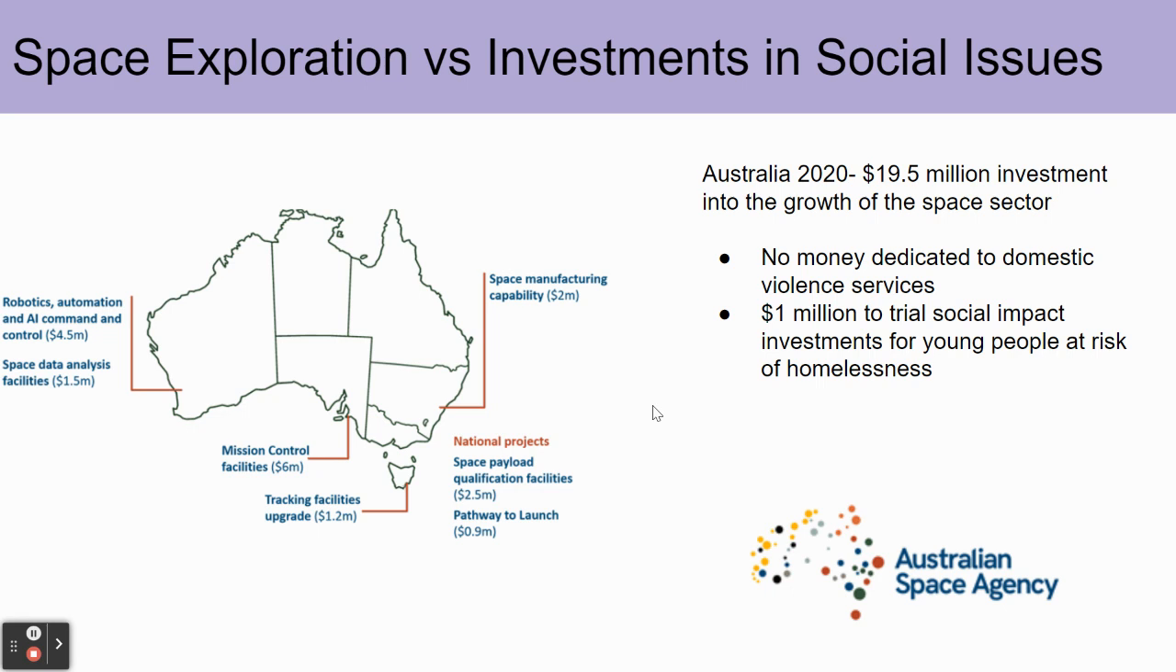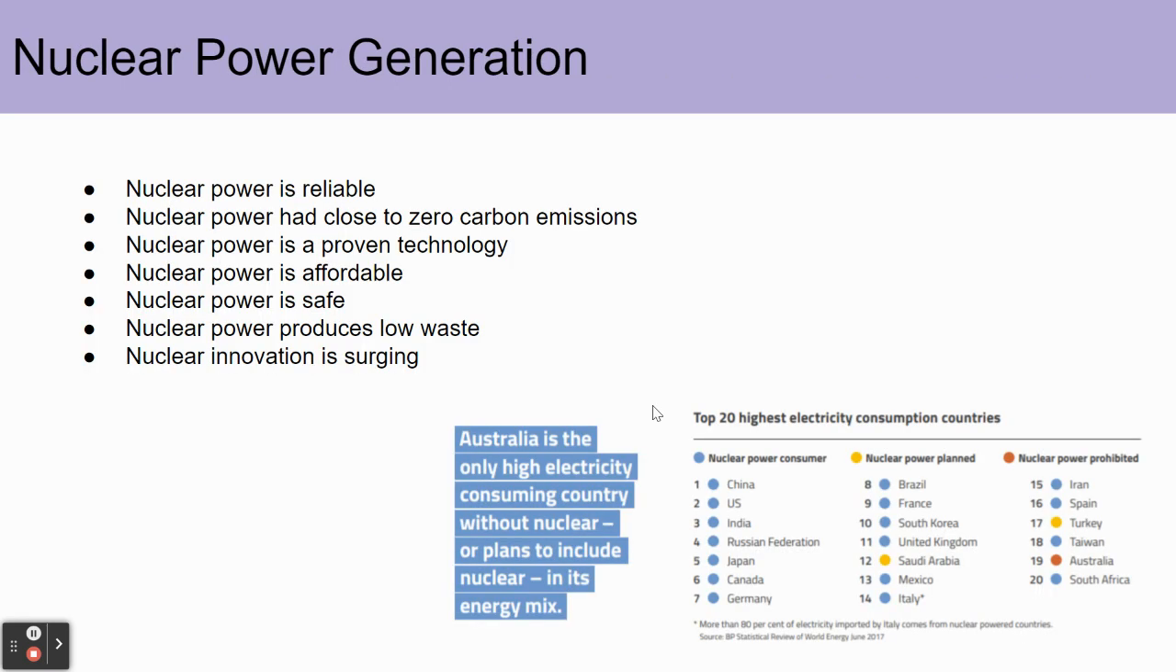There is the argument, though, that even just $19.5 million may not be enough to keep up with places like NASA. What would the Australian Space Agency be able to develop with $19.5 million? The argument is that it's not enough money. So there are different sides to this argument, and this is very much a topic that is great to debate in your classroom, looking at both sides of this argument.